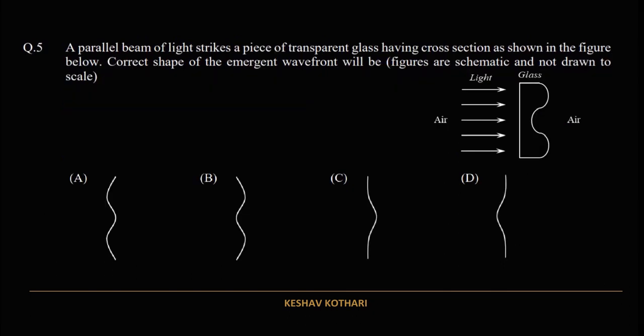A parallel beam of light strikes a piece of transparent glass having cross section as shown in the figure given below. The correct shape of the emergent wavefront will be.